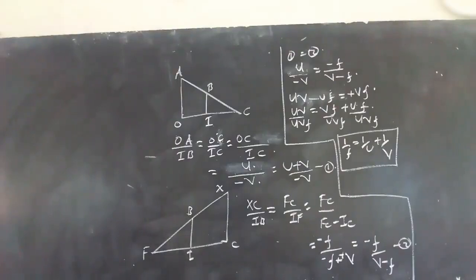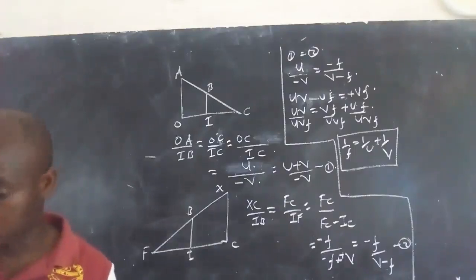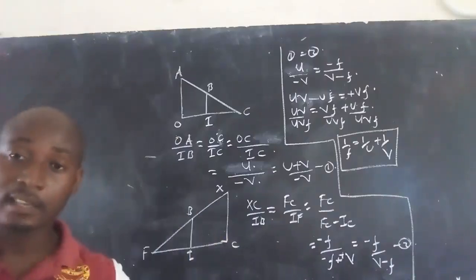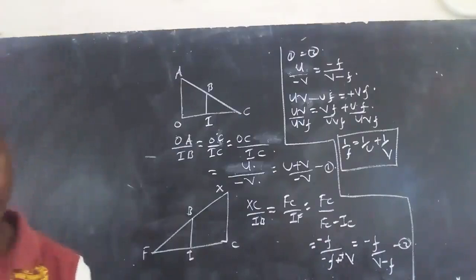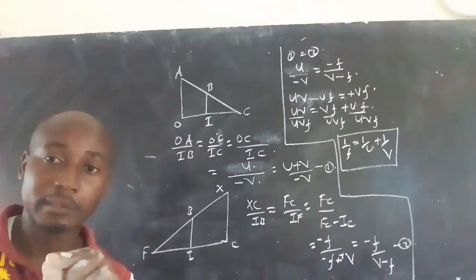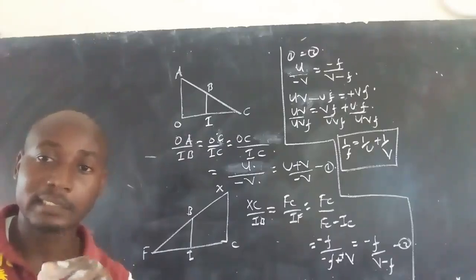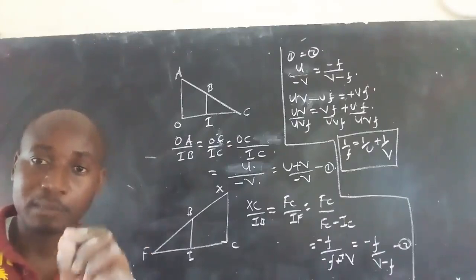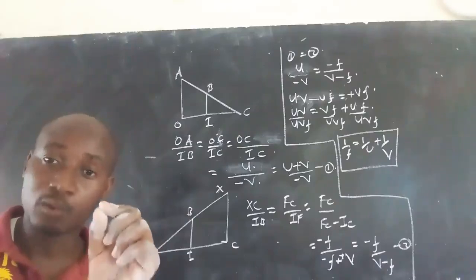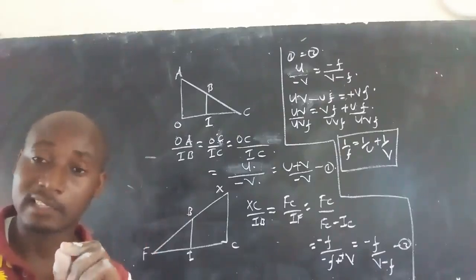Then let us look at an alternative. You can also use the magnifying glass for a convex lens, and you'll come up with the same formula. A magnifying glass is when there is a virtual image, and a convex lens forms a virtual image when the object is placed between F and C. So when you place the object between F and C, you get a virtual image which is upright and magnified. So using that, you can also come up with the lens formula.